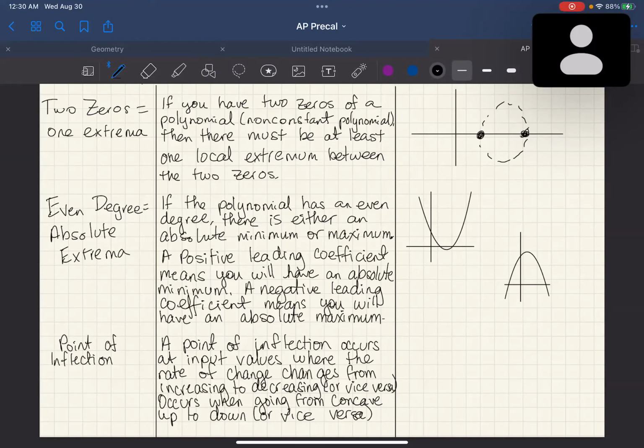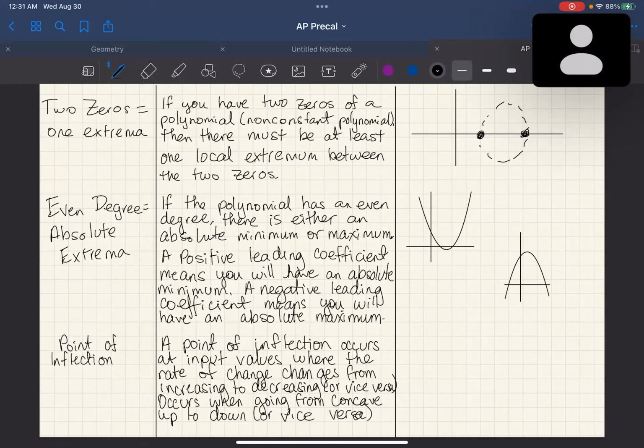Then I have points of inflection. So we've already talked about points of inflection, but this is a bit more of an elaborate definition. A point of inflection occurs at input values where the rate of change changes from increasing to decreasing, or vice versa, and occurs when going from concave up to down, or vice versa. So the point of inflection, what we're really looking at is when that rate of change is going to change, when that slope is going to change, okay?